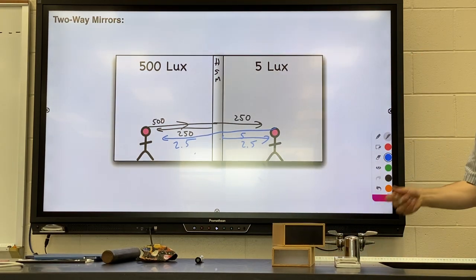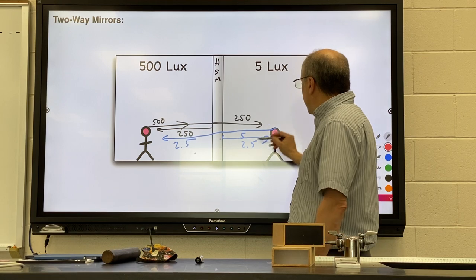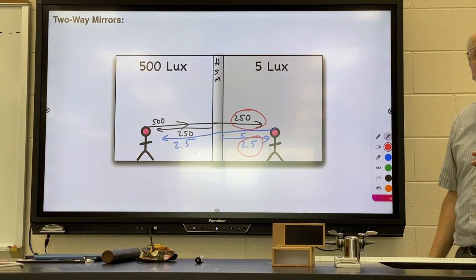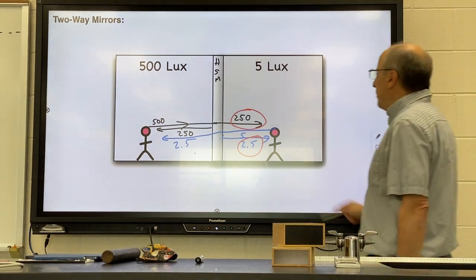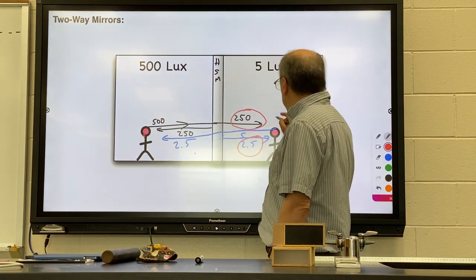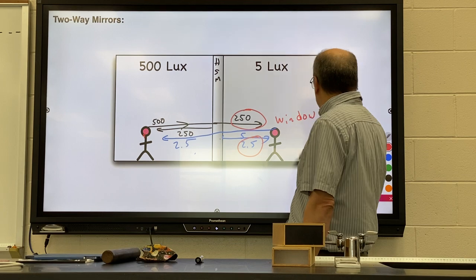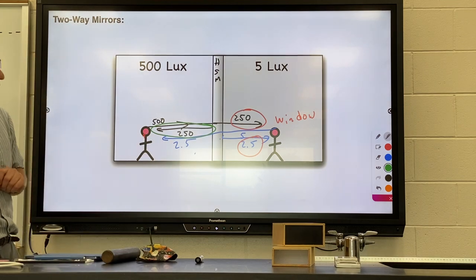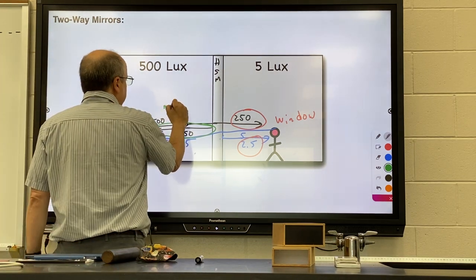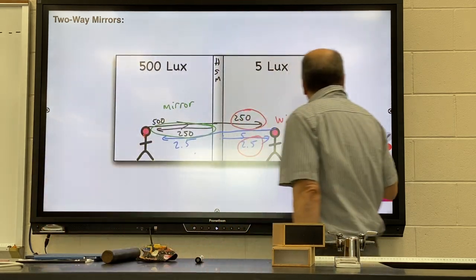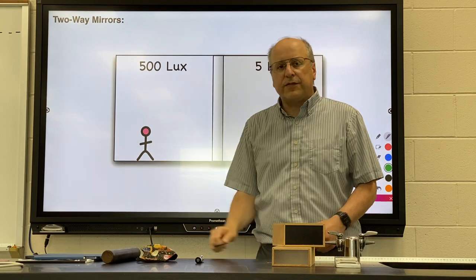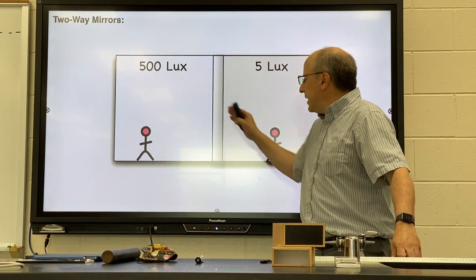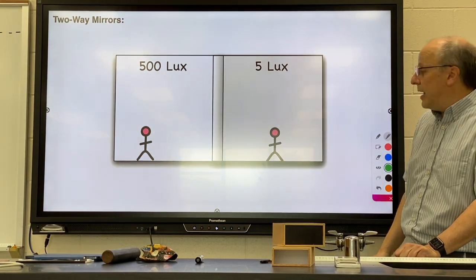When we look at what each person sees, we see that the person in this darker room is going to see this signal 100 times stronger than their own reflection. They will not even notice their own reflection. They will be seeing this guy. So this person will think he is looking at a window. This person is going to see the 250 of his own image drowned out to 2.5 of the other guy, and he's going to think that he is looking at a mirror. Notice there is nothing special about one side of the glass versus the other. The only thing special is the way that the lighting was set up. The brighter room sees it as a mirror, the darker room sees it as a window.